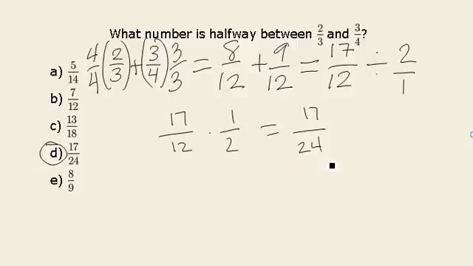You want to make sure it makes sense within the problem as well. So is 17/24 between 2/3 and 3/4? If you were to find a common denominator with this 24, you'd find that it is indeed between 2/3 and 3/4. So your answer, again, is D.